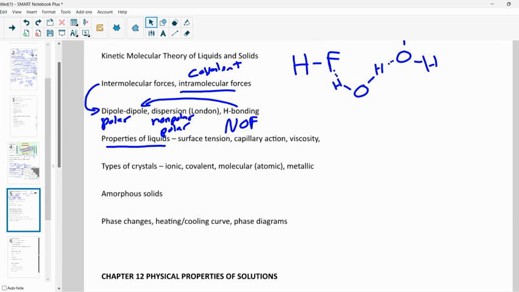Viscosity, that's a resistance to flow. Stuff that has really high intermolecular forces have high viscosity. Weak intermolecular forces, low viscosity.